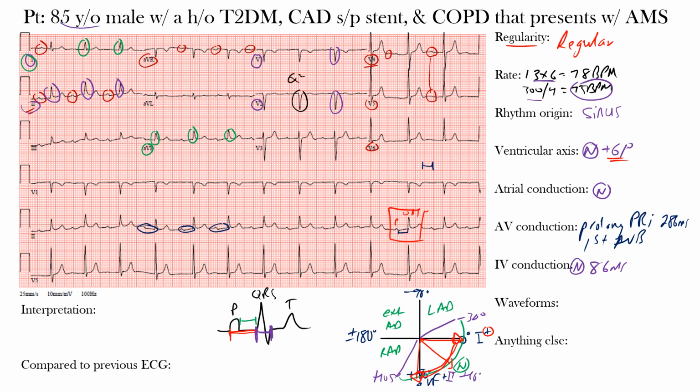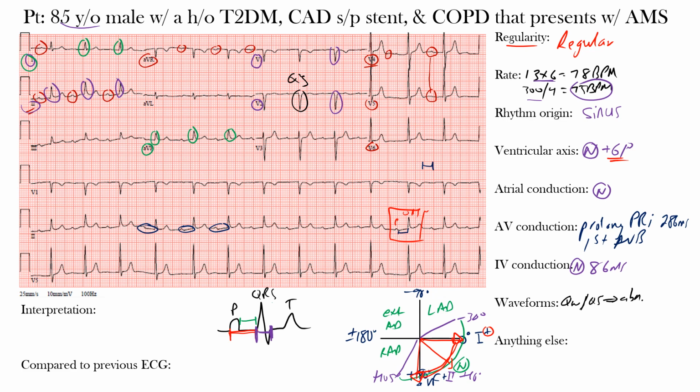And we would call these QS complexes or deep abnormal Q waves, okay? So that's one thing we'll note here, these deep Q waves or QS complexes that are certainly abnormal. And we'll see a few things that will also point to this possible infarct.